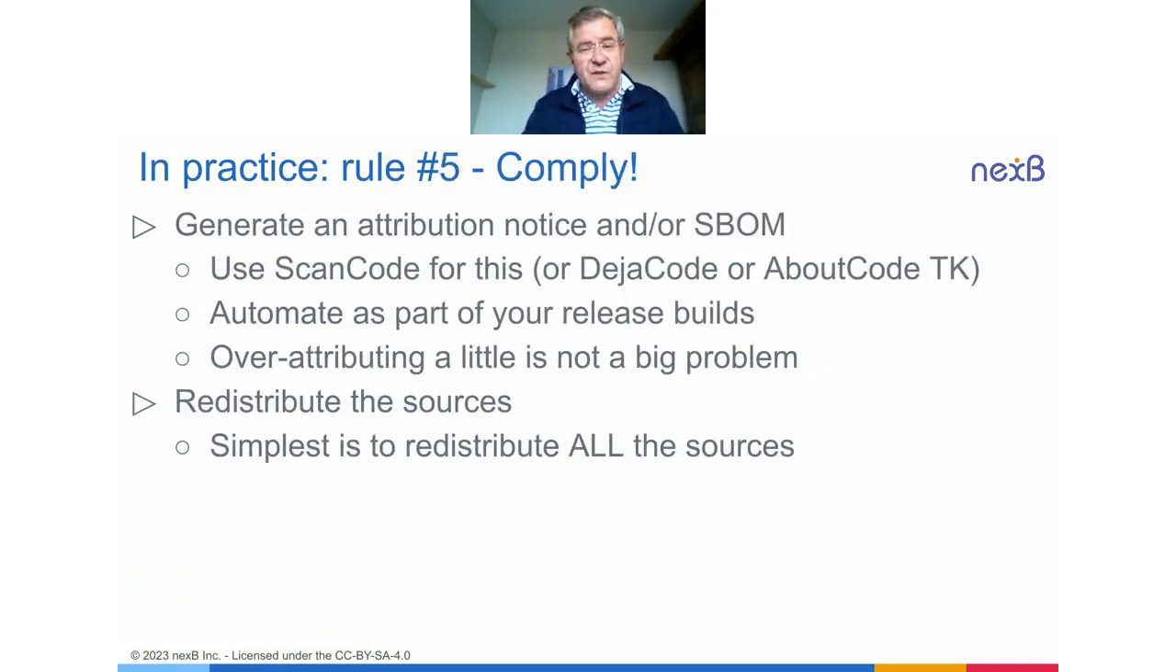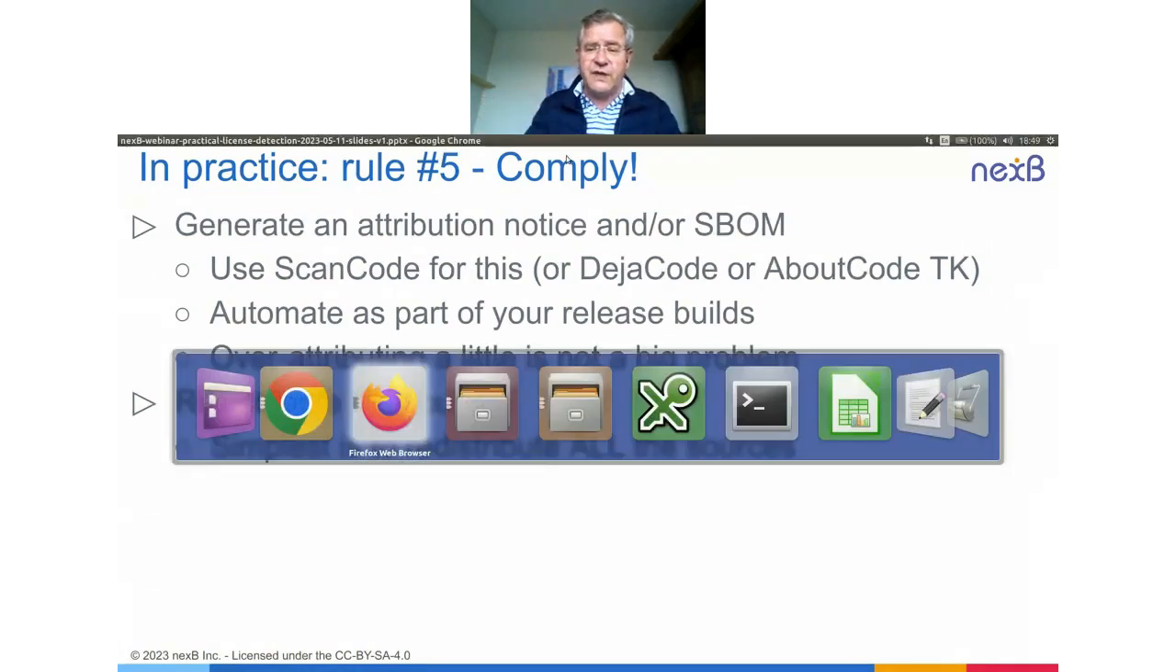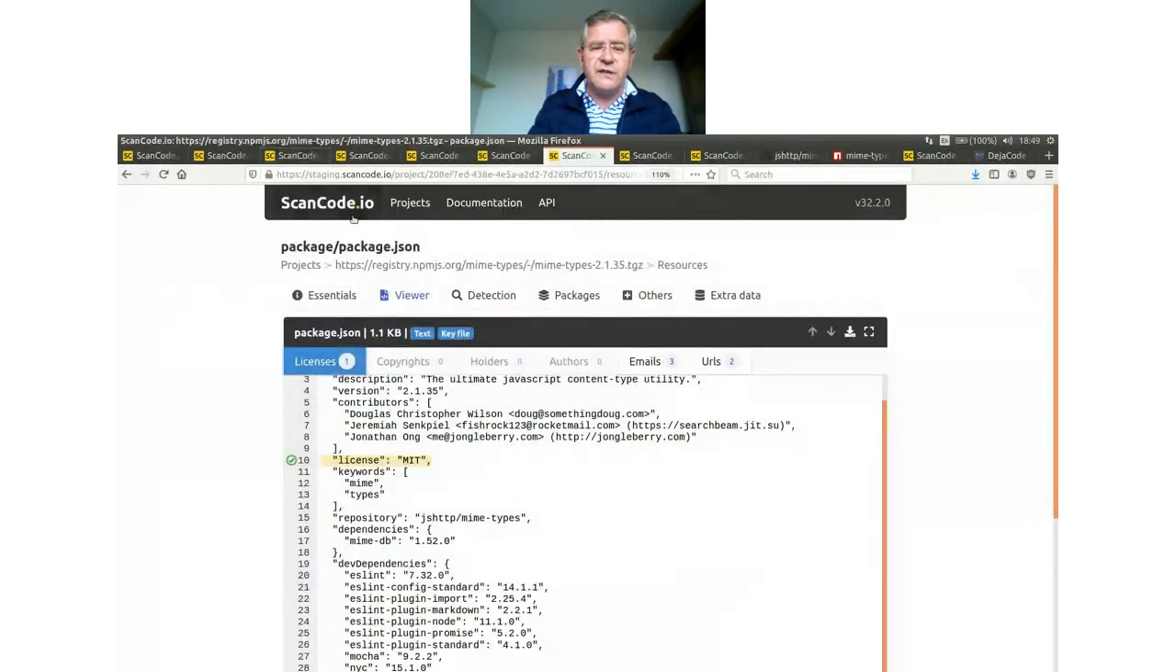And rule number 5, which is more the outcome of what's been done with the 4 previous ones, is to comply. And complying is eventually simple. It boils down to 2 things: providing credits, providing the source. Providing credits means generating an attribution notice, or more fashionably these days, what we call an SBOM, software bill of material, whether it's SPDX or CycloneDX. You can use scan code for this. Scan code, ABOUT Code Toolkit, DejaCode, all of our tools do this.